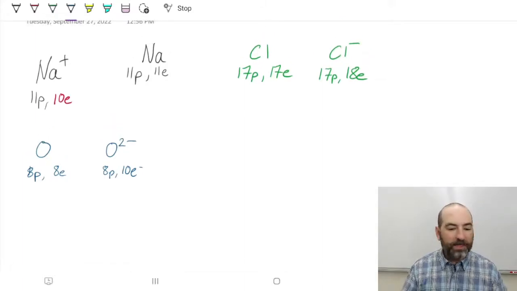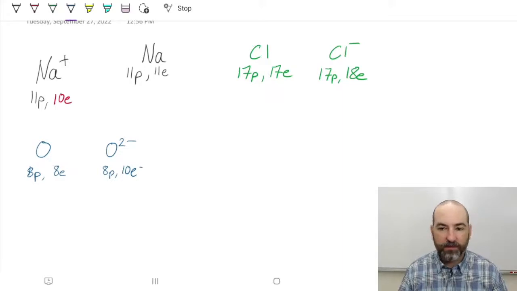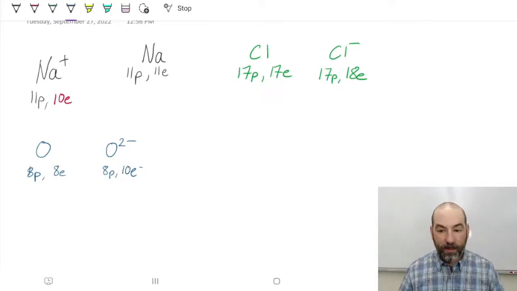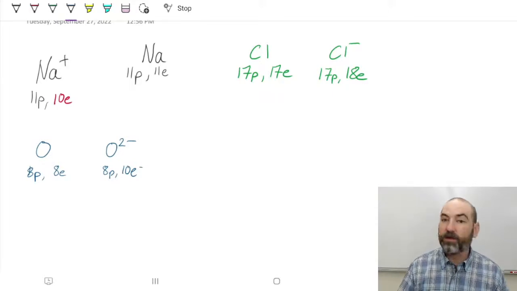Okay, now why does this happen? Why would atoms even do this? Why aren't they just neutral? The reason is that most of these atoms, at least the ones that we're going to look at, are more stable, more energetically stable in their charged form than in their neutral form.